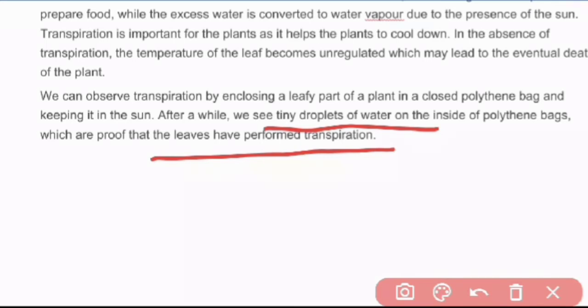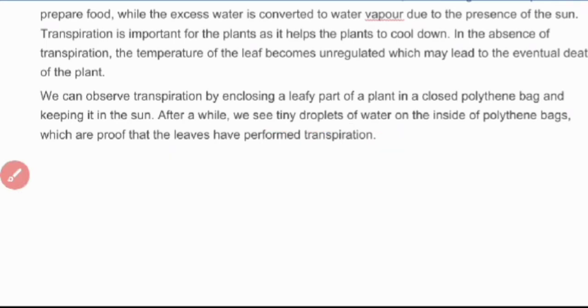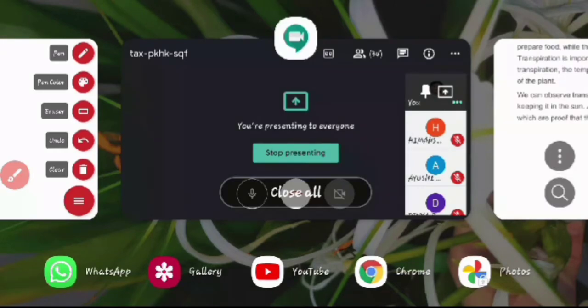So you can perform this activity very easily. Let me show you this. I have already done this, so I'm going to show you this.